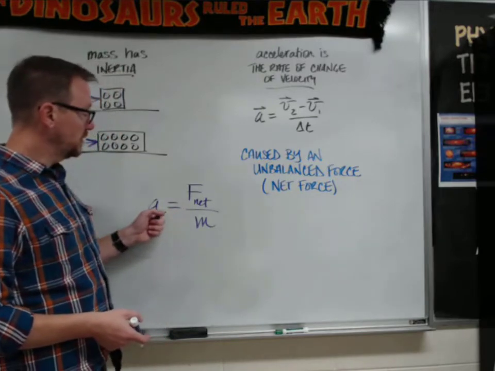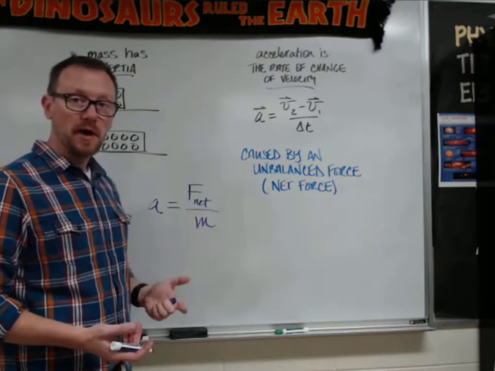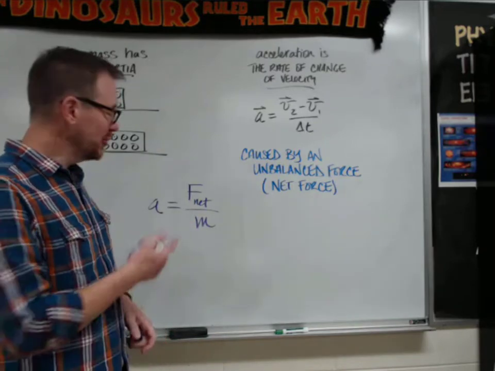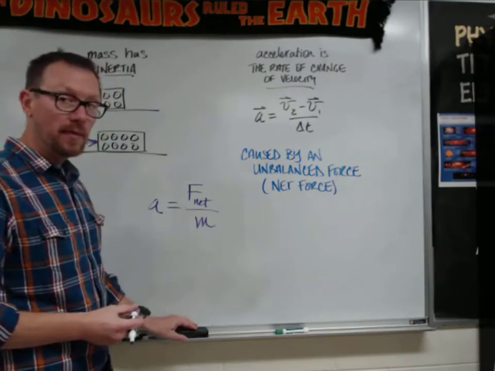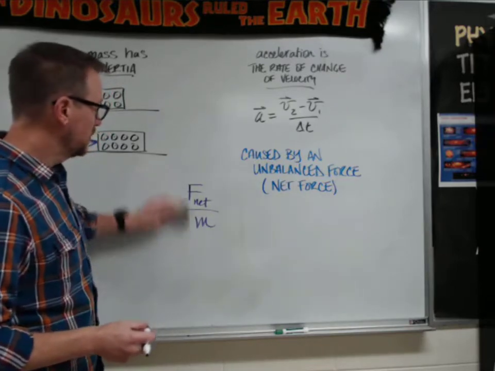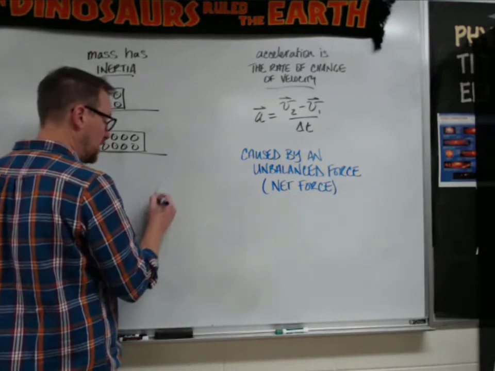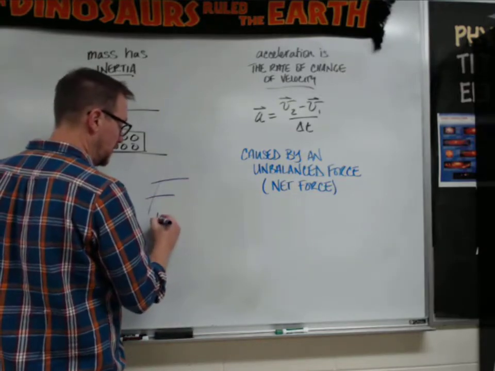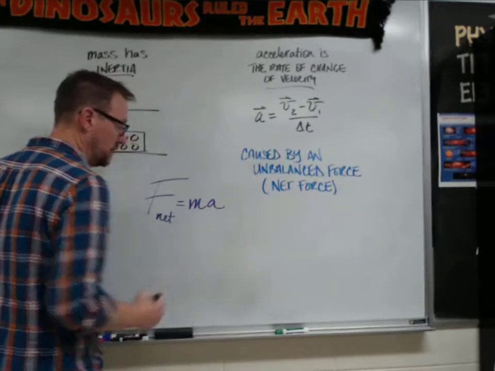Now, this is the way Newton said it. An acceleration is caused by a net force and resisted by a mass. We don't usually write it like that. We actually go ahead and write it in a way that's a little bit easier to remember, but not quite so easy to explain. So I'm going to go ahead and erase that and rewrite it as this. This is Newton's second law. The net force is equal to the mass times the acceleration. F equals ma.